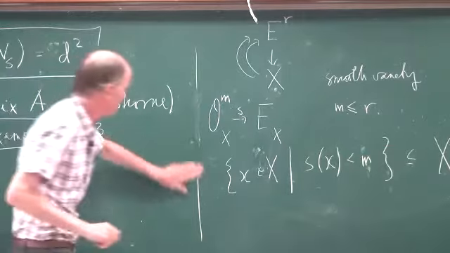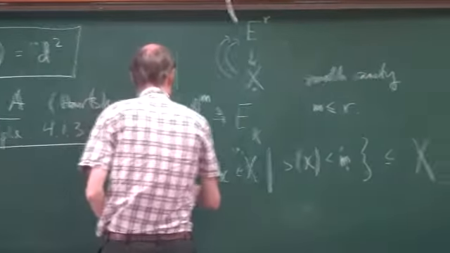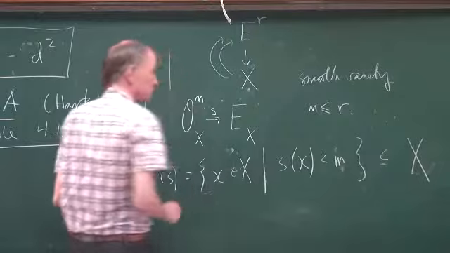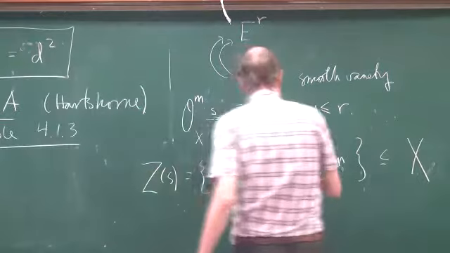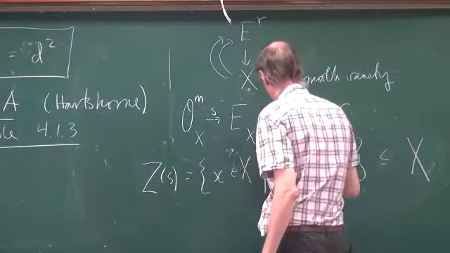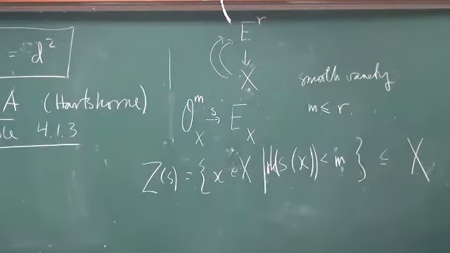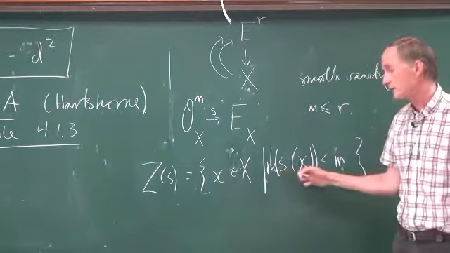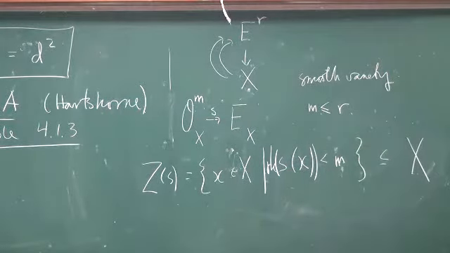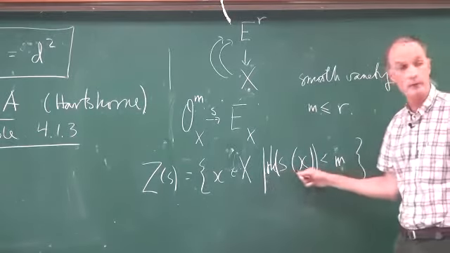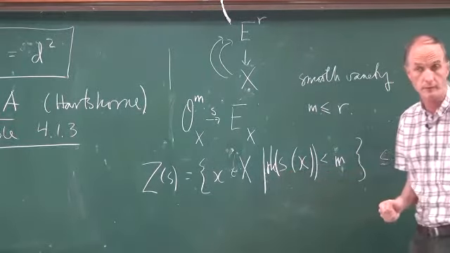I call this Z of s, the points where the rank of s(x) is less than m. Yes, this should be the rank of s(x), sorry. So s(x) is a set of vectors, and they span a subspace, and now I look at the rank of that subspace. Okay.